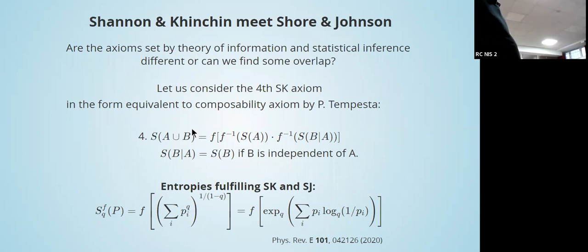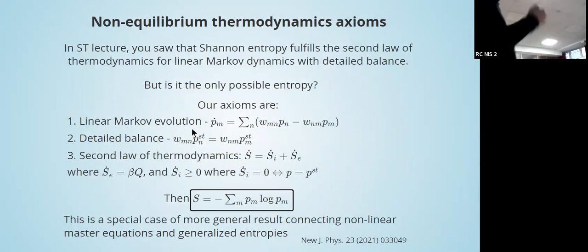Good. So then I want to talk about one more thing that might be a bit surprising to you, because in your course on stochastic thermodynamics, what you were doing is that you basically took Shannon entropy and took the assumption that there is a detailed balance and that there is linear Markov evolution, and then you showed that the second law of thermodynamics works. Now you can reverse this by saying, let's say that I have the second law of thermodynamics, I have detailed balance, and I have linear Markov evolution. And my question is whether the Shannon entropy is the only entropy that fulfills these three conditions. Because it's not a priori clear, so we show the other way around, doesn't mean that this must also hold.